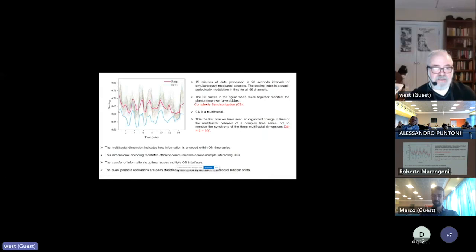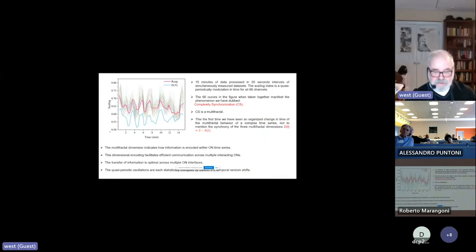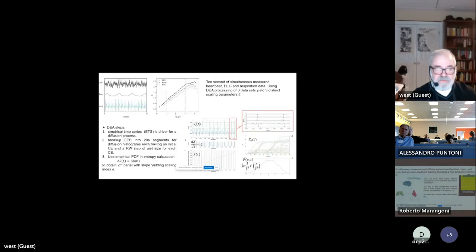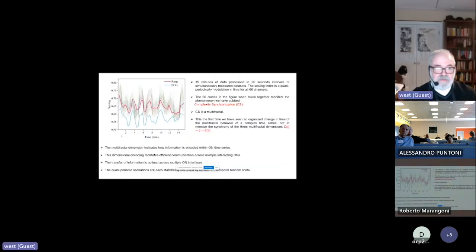And what you find is that that delta, which was a measure of the fractal dimension, remember, delta is equal to, well, let's go back to that slide. Delta is equal to mu minus 1, if mu is between 1 and 2, and mu is equal to 1 plus 1 over delta for mu between 2 and 3. So when you calculate delta, you're also calculating mu, and so you transform to mu, and then from mu you calculate the fractal dimension. So this is the scaling index delta. Oh, this is wrong. This should be mu of t.